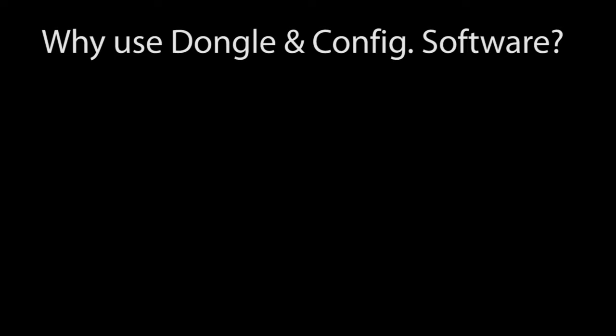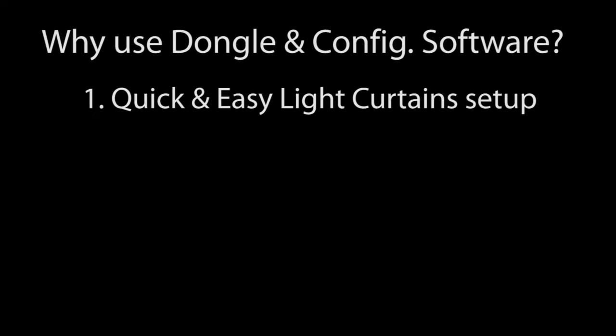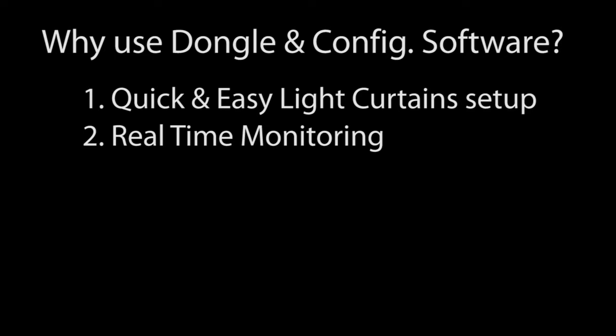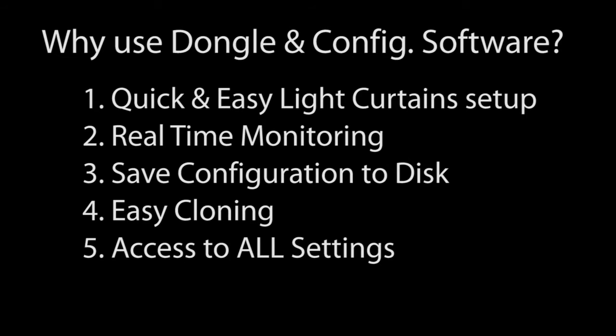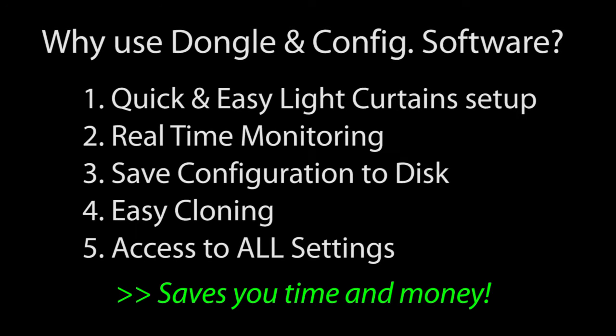Why would you want to use a dongle in the software when you can configure the light curtain just fine using the buttons on the front panel? Well, because it's so much easier. And you can monitor all the beams in real time, and you can save the configuration to disk so it's easy to replicate that configuration on other systems, which saves you a lot of time and effort. And there are some settings that can only be done using the software. You can't do them from the front panel buttons. So given that, here we go.